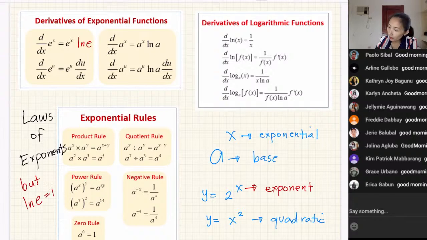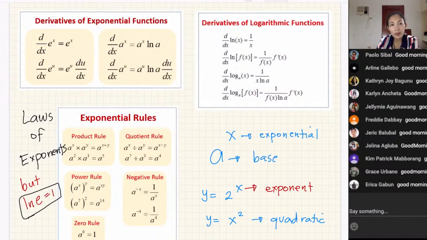Okay, please take note of this. The natural logarithm of e is equal to 1. So this one is reduced to e to the x, because ln of e here is equal to 1. Okay, so we don't have to write it. I'm going to erase it now.